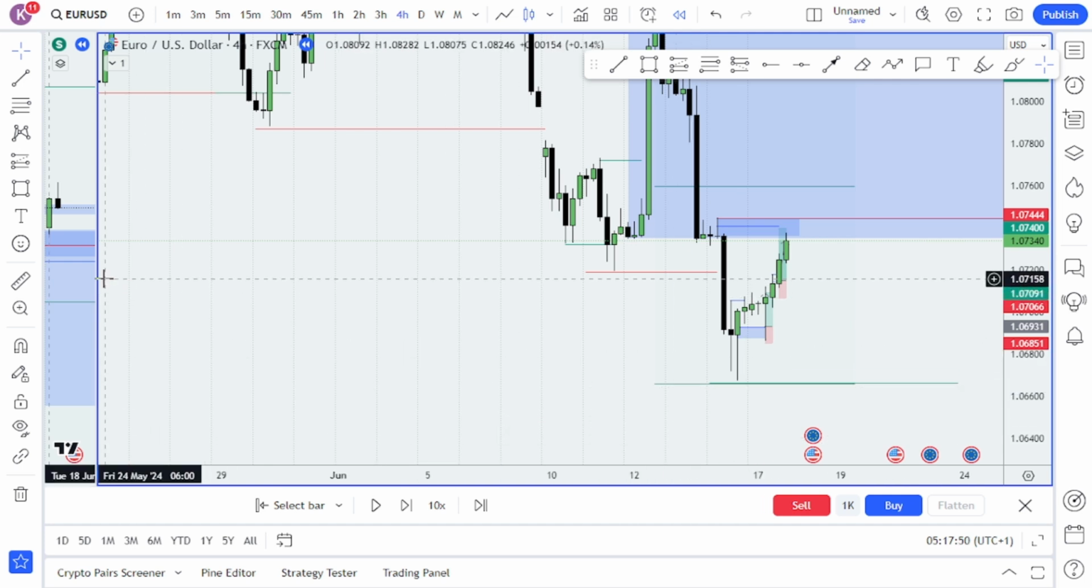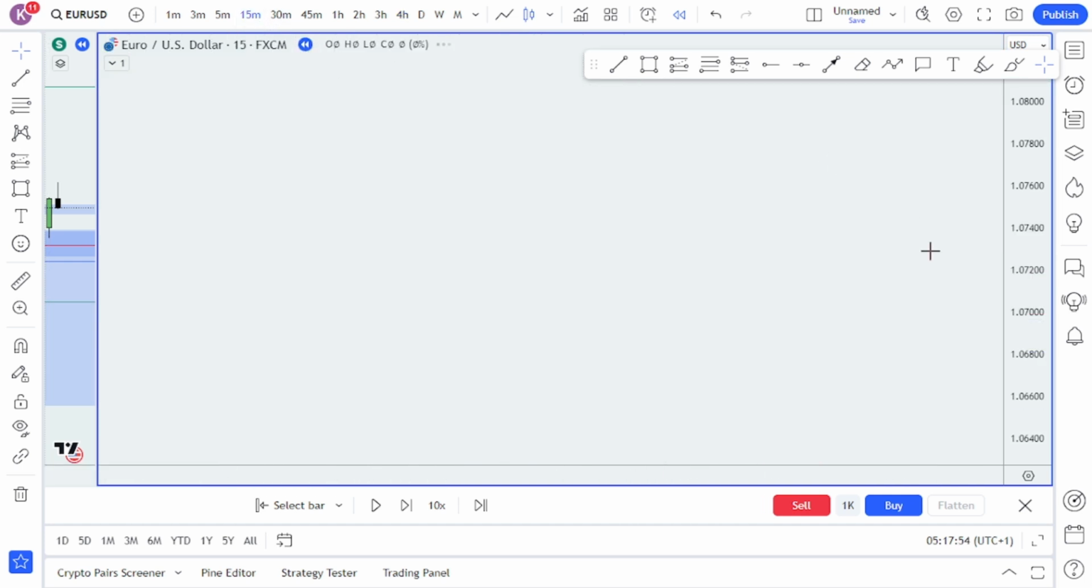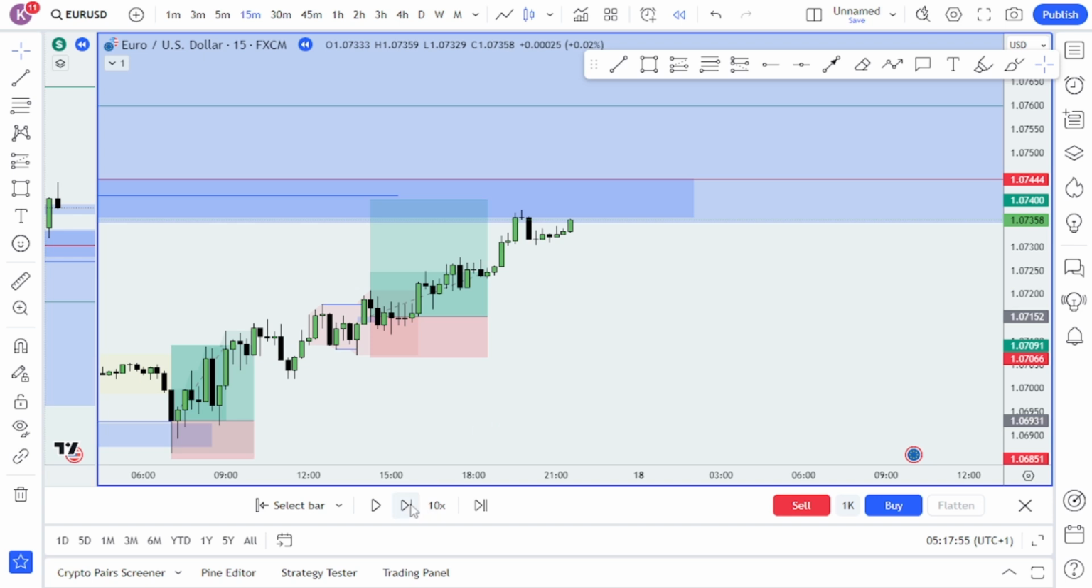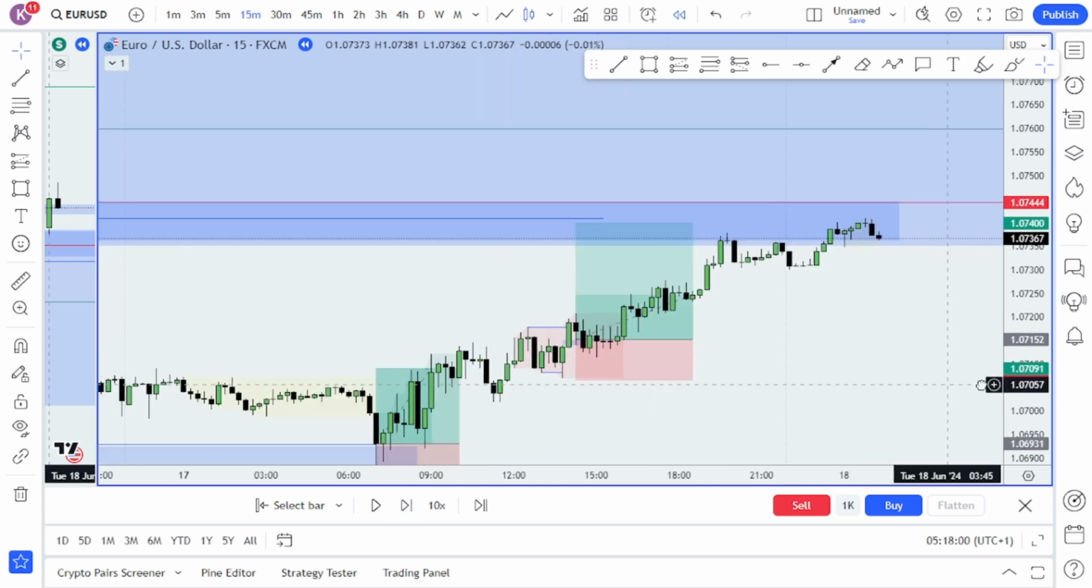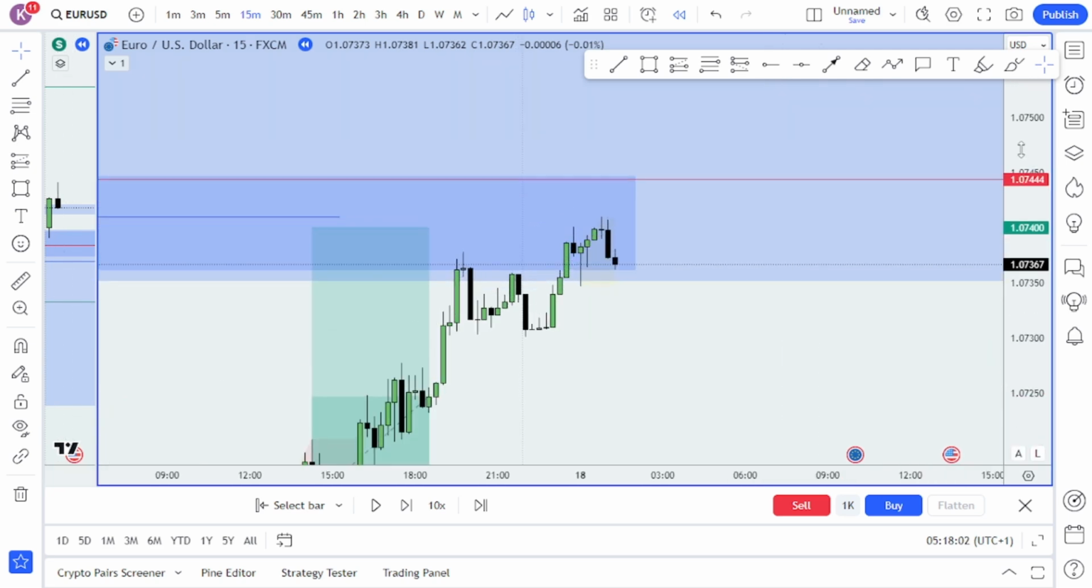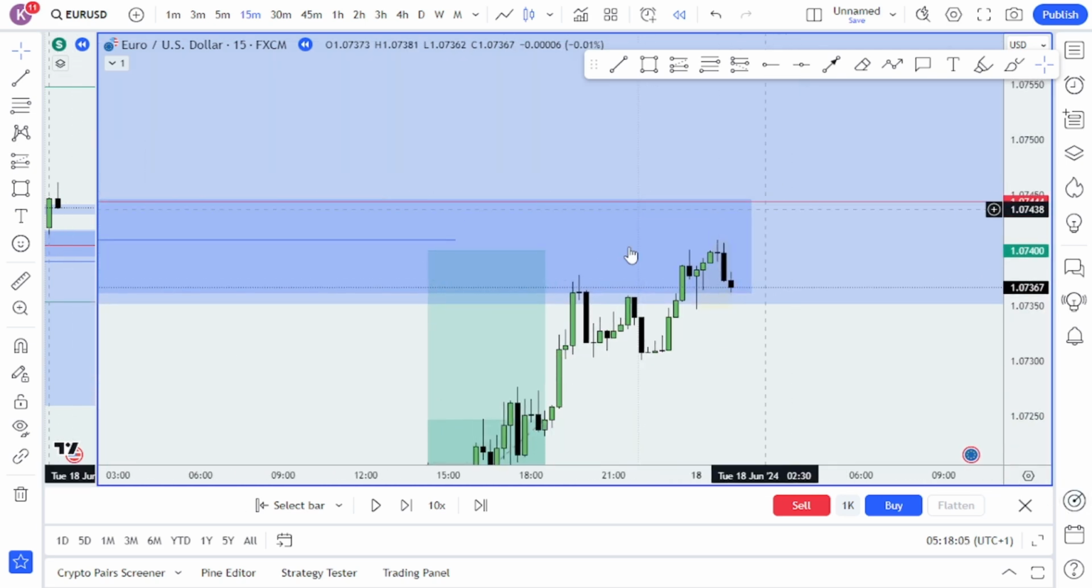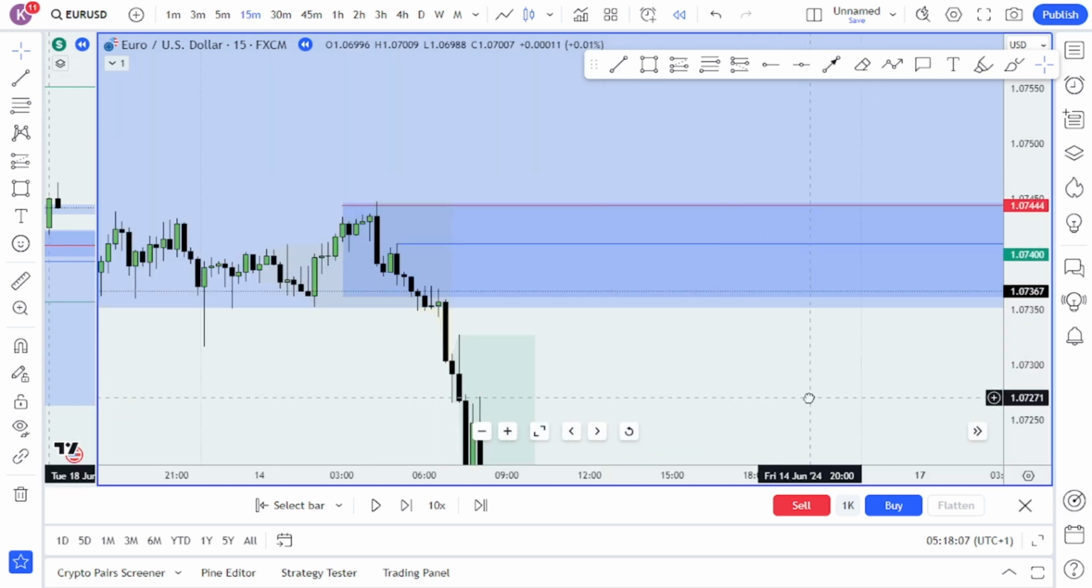So what do you do? Now let's go to the 15 minute and play this, so that you can see. We have a new draw, which is this red line here, and maybe above, but it's the closest POI that we can think of right now.